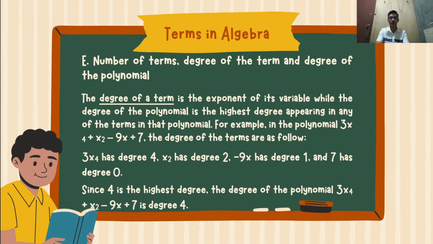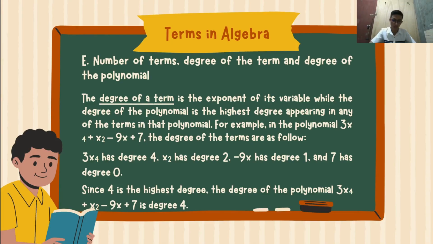Now, the degree of a term is the exponent of its variable, while the degree of the polynomial is the highest degree appearing in any of the terms in that polynomial. For example, in the polynomial 3x raised to 4 plus x squared minus 9x plus 7, the degrees of the terms are as follows. 3x raised to 4 has a degree of 4. So again, the exponent is 4 and the degree is 4.